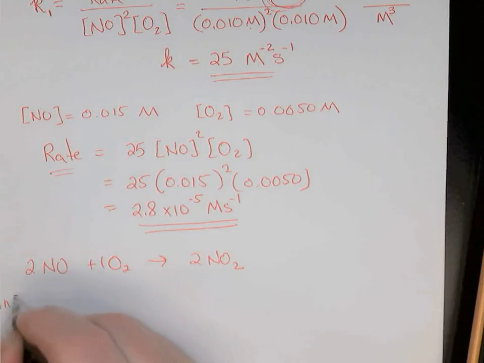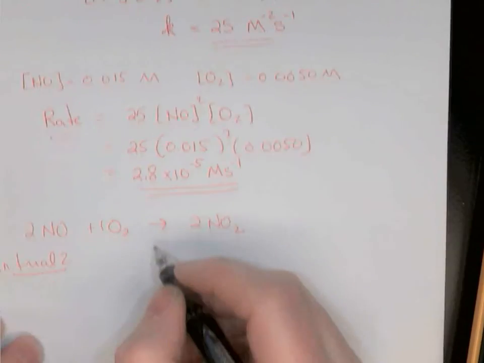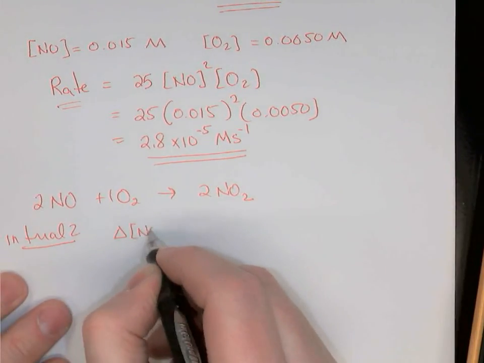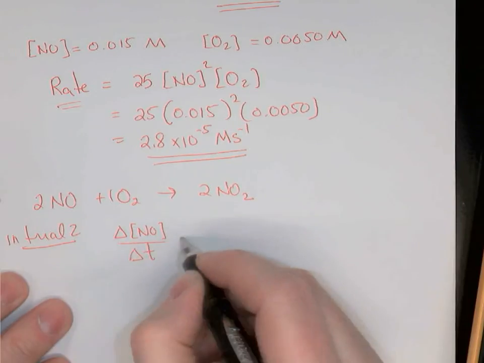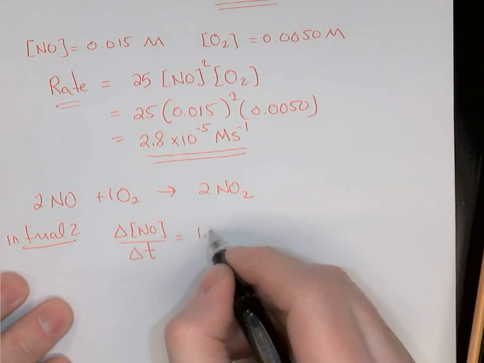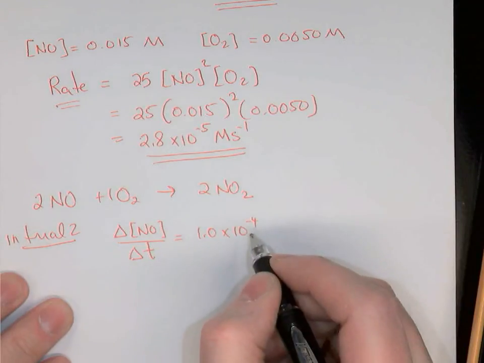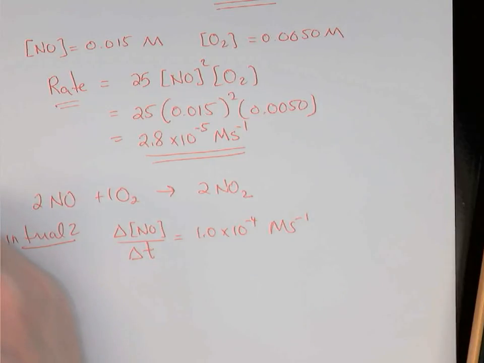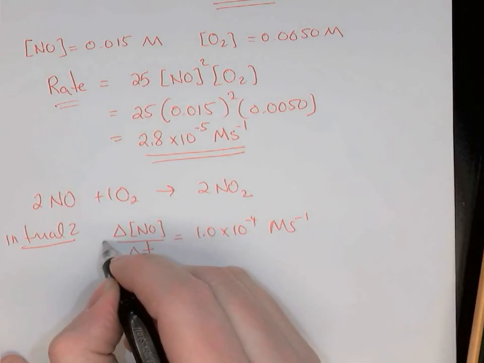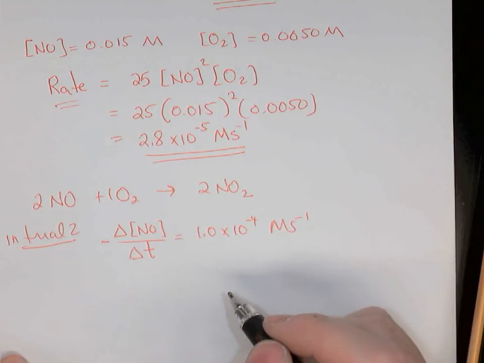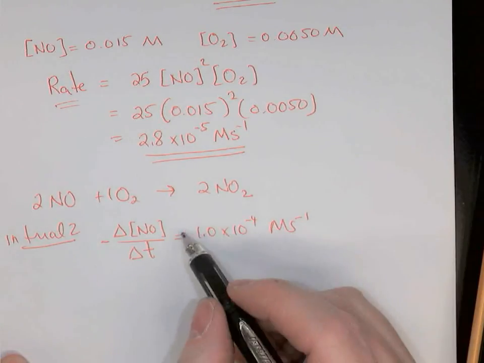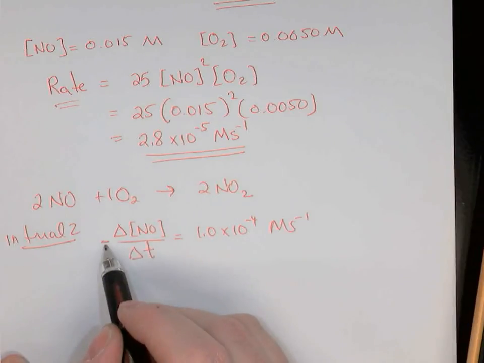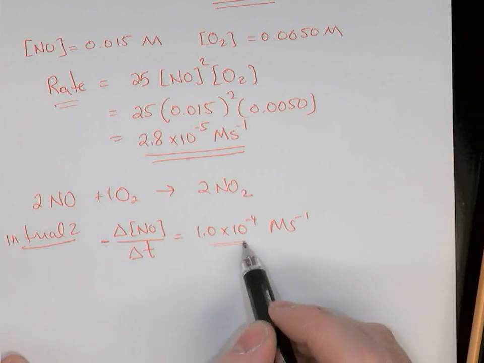So in trial 2, okay, looking at my data table, the change in concentration of NO over change in time was 1 times 10 to the minus 4 moles per liter per second. And I'm going to throw a negative sign in front of that rate symbol because the NO was a reactant, its concentration was decreasing, so the change in concentration would have been negative. By putting a negative sign out front, it makes the rate positive like we see here.